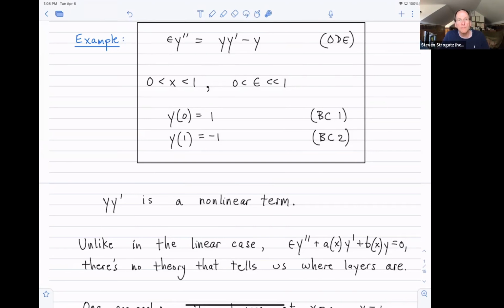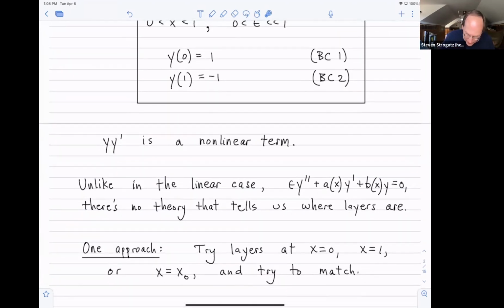So what to do? Well, of course, one thing you could do is just say, well, I don't know, maybe there's a layer at 0 and try that and see if it works. You know, see if you can get a solution to match. Do an inner and an outer, try to match them. If everything works, then okay. So you could just take that approach. Just try layers at every conceivable place, at 0, at 1, at some arbitrary point in the middle, x0. See if you can solve the problem. That would be very close to the approach that Mark Holmes uses in his book. And so I'll come back to that and we'll discuss it later.